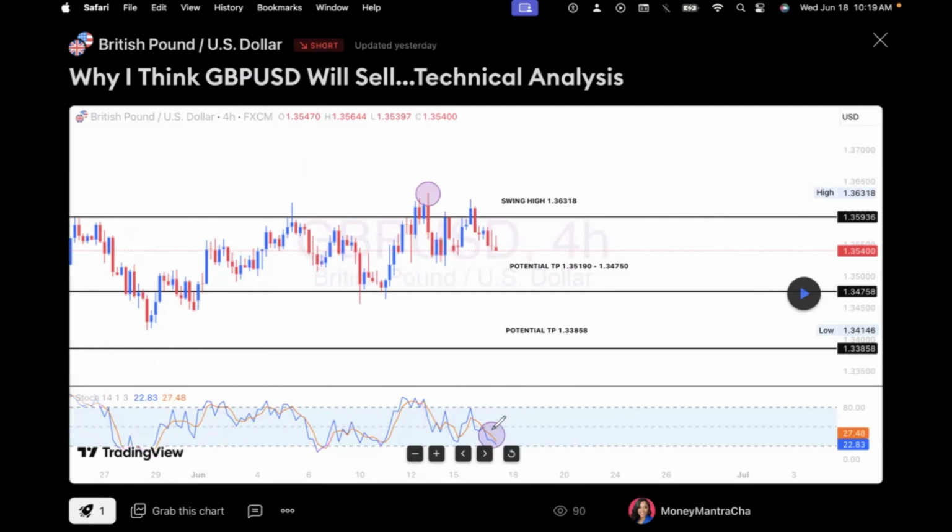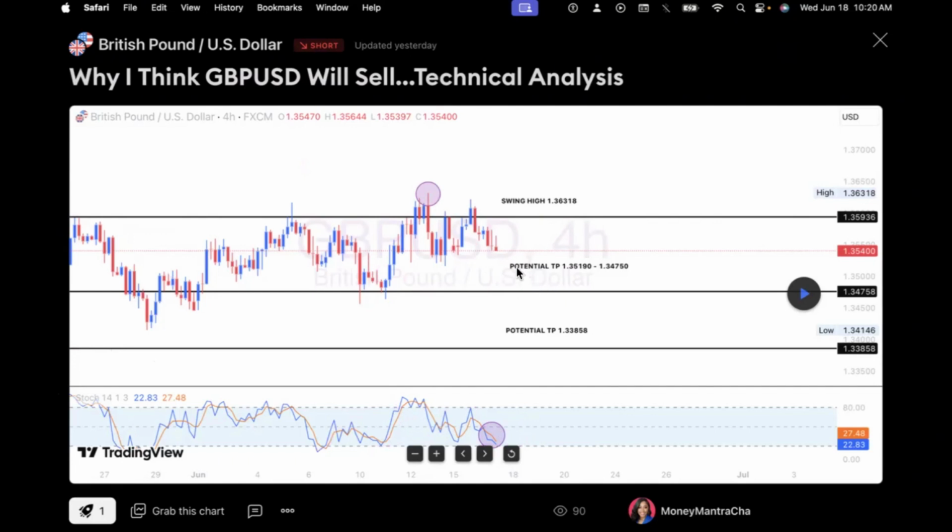And last but not least, my stochastic, you'll see three lines here. They're pretty significant for me for when I'm taking my entries. If it crosses below 80, 50, or 20, I will sell. If it crosses above 20, 50, or 80, I will buy. So far, I actually have five confirmations for a sell, which was how I decided to take this.